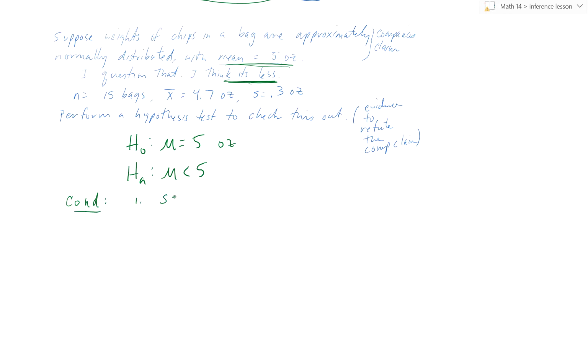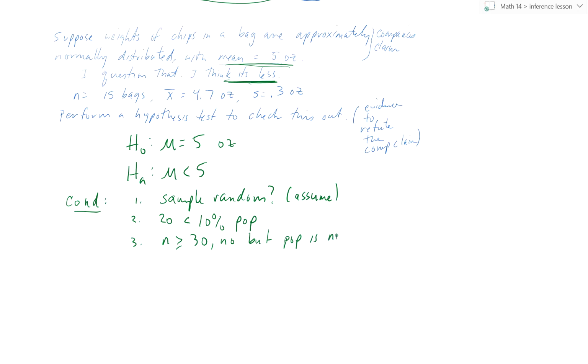So is it a random sample? I just told you that I have a sample, so we have to make note that we're going to assume it's random. The second thing, n is 20, is certainly less than 10% of the population. And number 3, is n bigger than or equal to 30? The answer is no, but the population is normal because it was given. Okay? So we're good on all of those. So it's okay to continue.